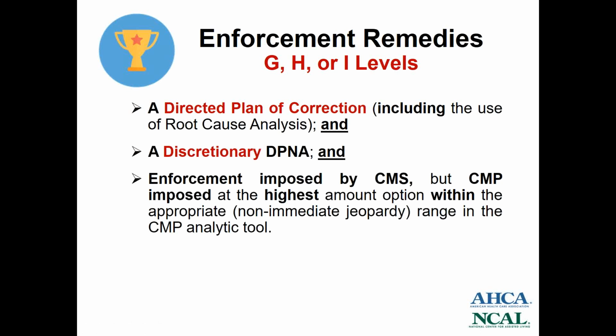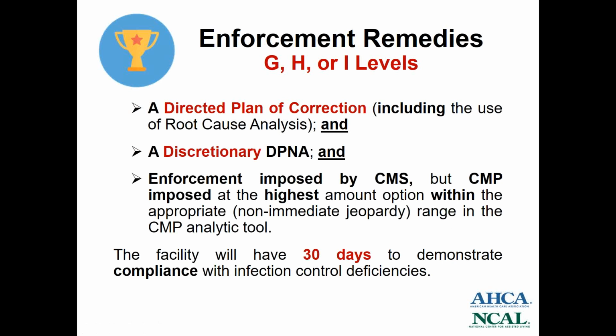But in addition to the CMPs and to the discretionary DPNA, this one allows them to also add additional enforcement. They don't have to stay within just those two remedies. They can add additional remedies. And like the two or more deficiencies, you have 30 days to demonstrate compliance. Based on what I've read and studied, that 30 days will be 30 days from the date that you receive notice of the imposed penalties.